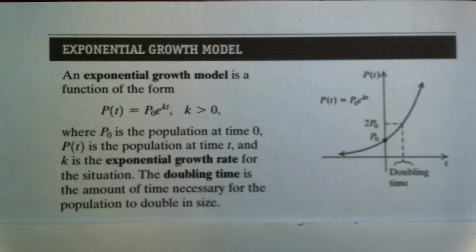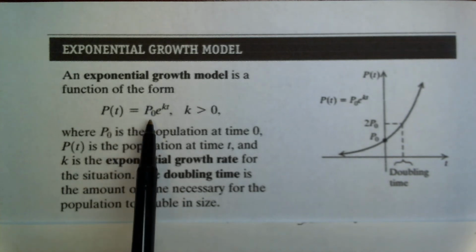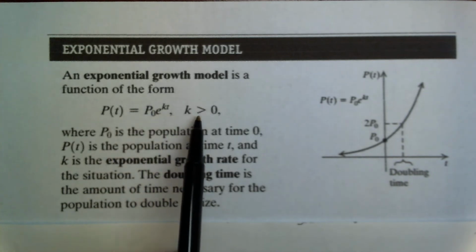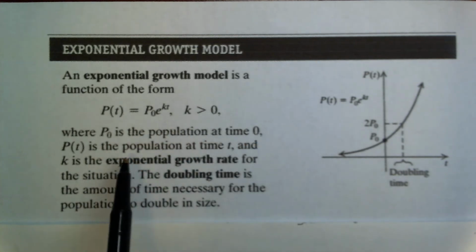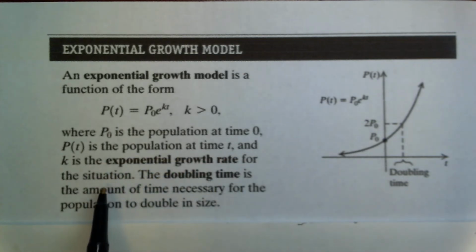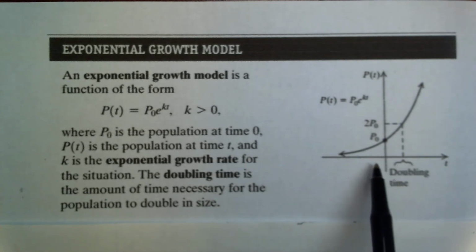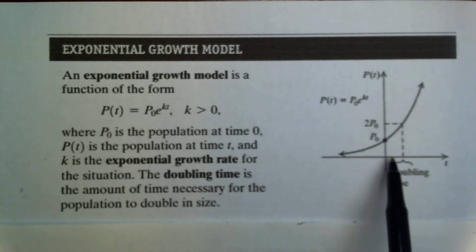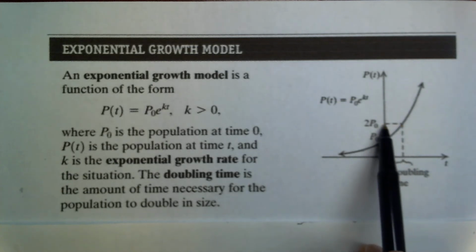Next, we will be looking at exponential growth models. An exponential growth model is a function of the form p of t equals p sub 0 e to the kt, where k is greater than 0. And p sub 0 is the population at time 0, p of t is the population at time t, and k is the exponential growth rate for the situation. The doubling time is the amount of time necessary for the population to double in size. So t is on the horizontal axis, of course. It's the independent variable after all. And if p sub 0 is here, then this time t would be the time required for the population to double.